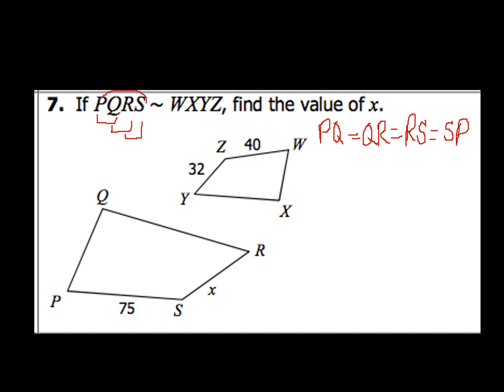So we're going to do the same thing with our next figure. Now we're going to take W to X, and we're going to write it right here. So we'll have all of our proportions. So this is W to X. This one is going to be X to Y. And this one is going to be Y to Z. And then the first to the last, W to Z, or Z to W. Okay. So now what we're going to do is we're going to set up a proportion.